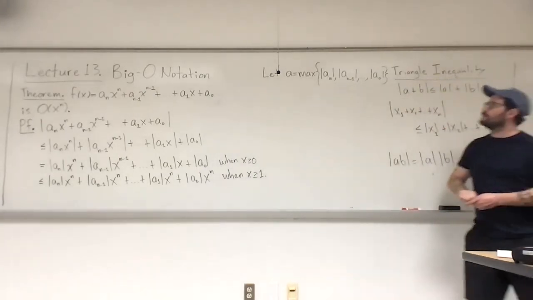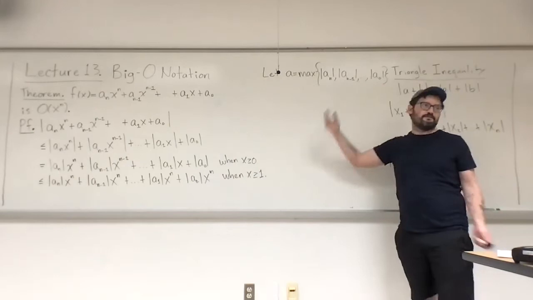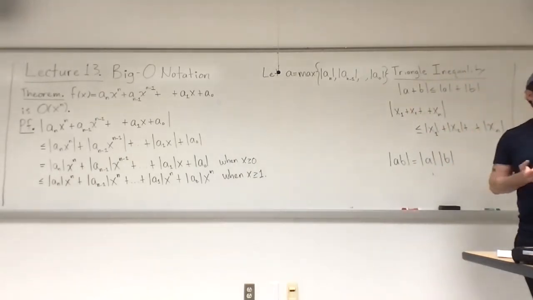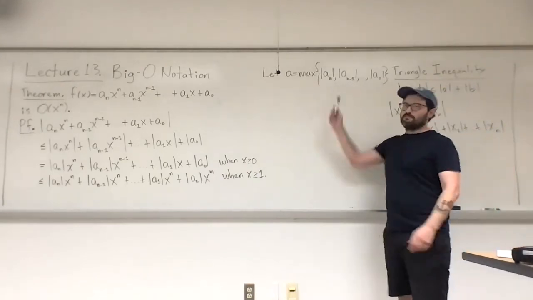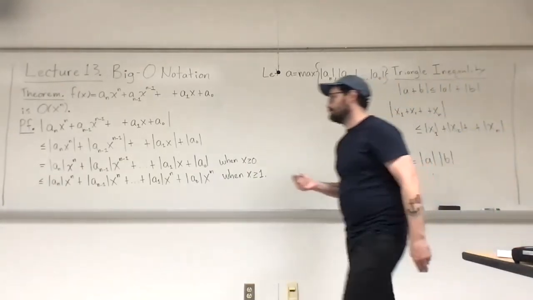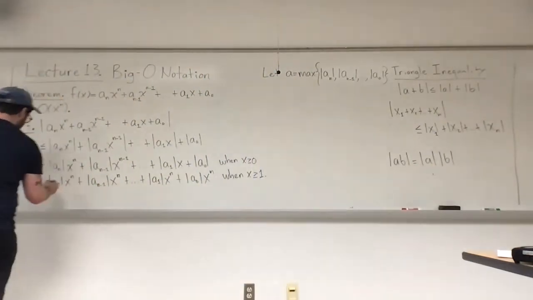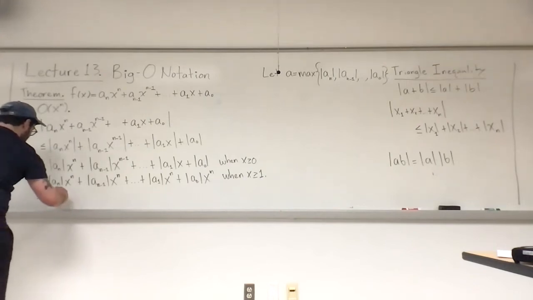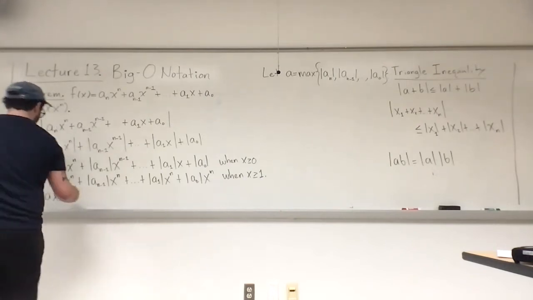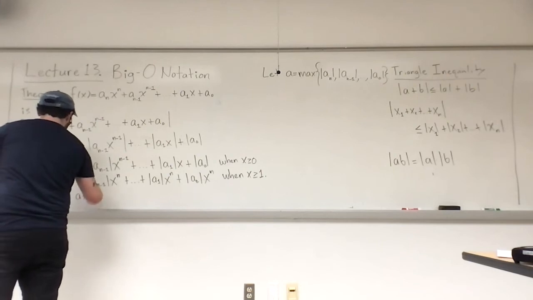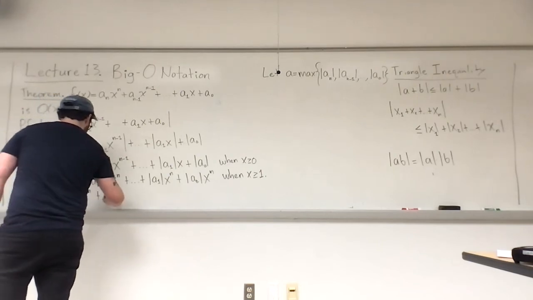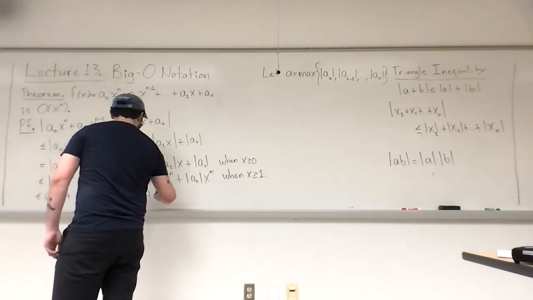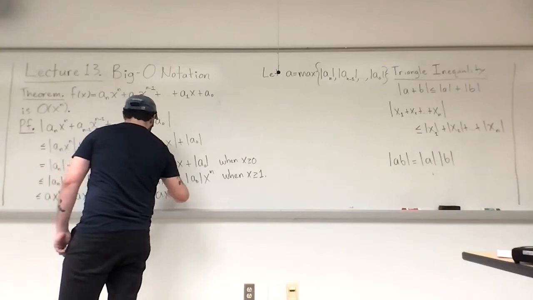So whenever there's a finite number of things, you can find the maximum. And there is a finite number of things, right? There's n plus 1 of them. So A is just going to be the maximum of all those. So this here is at most A times x to the power n plus A times x to the power n plus dot, dot, dot, plus A times x to the power n plus A times x to the power n.